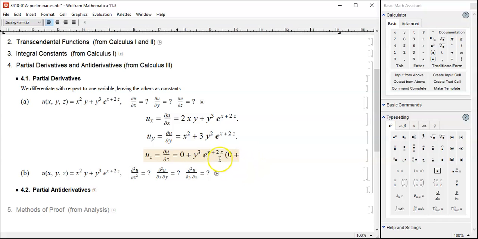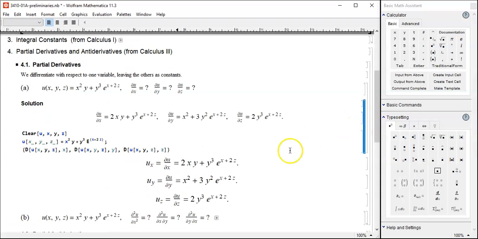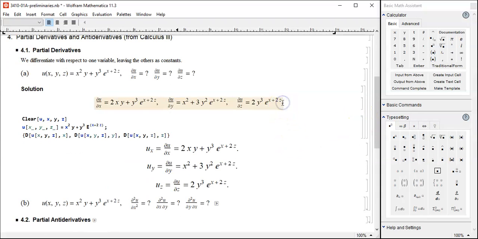And the derivative of 2z is 2. So what do you get? We get 2y cubed times this exponential. So those are the partial derivatives. Let's see, did I do these right? Yes, they all check out.